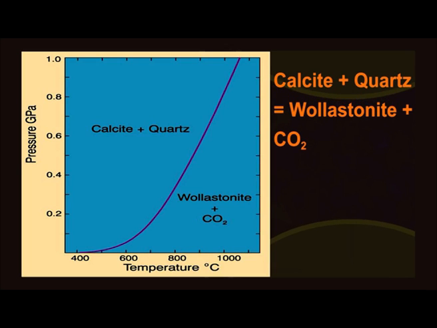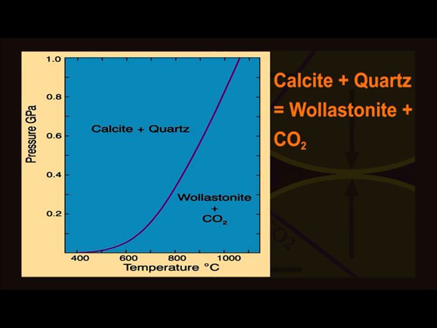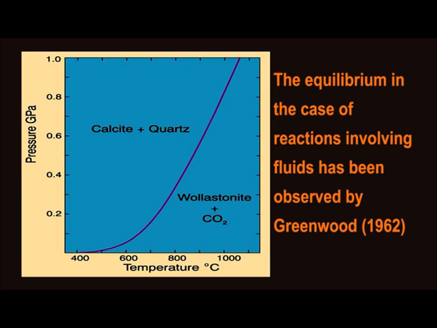A typical example is the reaction, see figure on the screen: calcite plus quartz gives rise to wollastonite plus CO2. It is clearly observed from the figure that the equilibrium curve shifts towards the right with increasing XCO2. The equilibrium in the case of reactions involving fluid was observed by Greenwood in 1962.